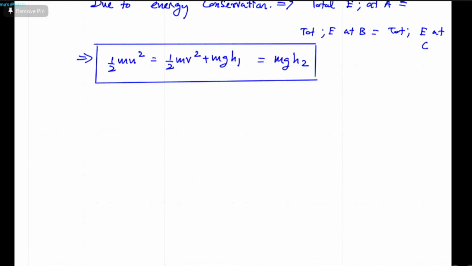Now, what is the unit of energy? Joule. Joule, right?